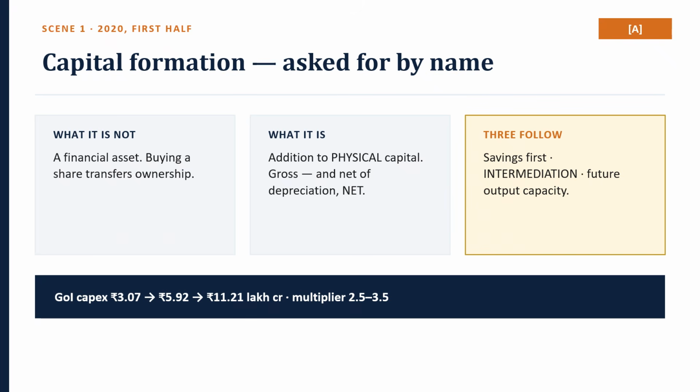So, moving to the first scene, that is capital formation. The concept the examiner asked for by name. Here is the 2020 question, a 15 marker question. Explain the meaning of investment in an economy in terms of capital formation. Discuss the factors to be considered while designing a concession agreement between a public entity and a private entity.